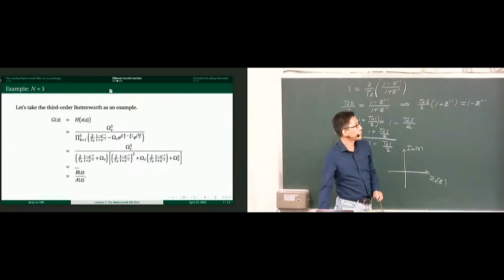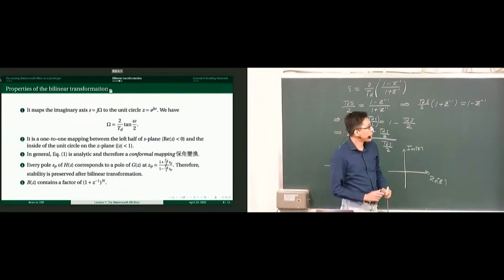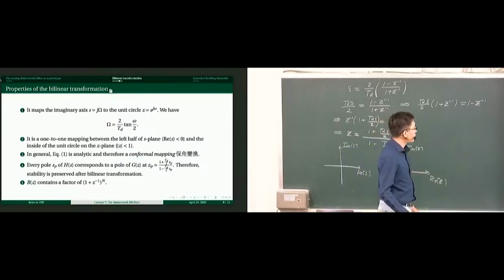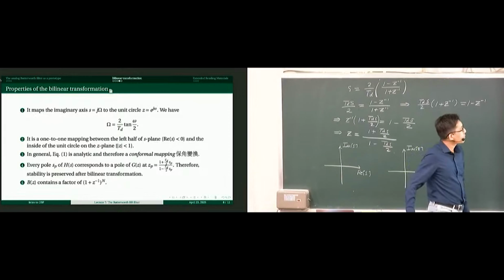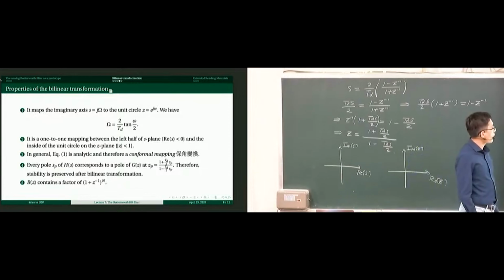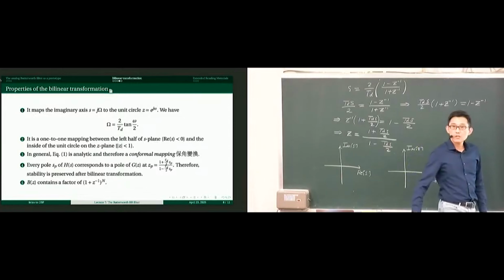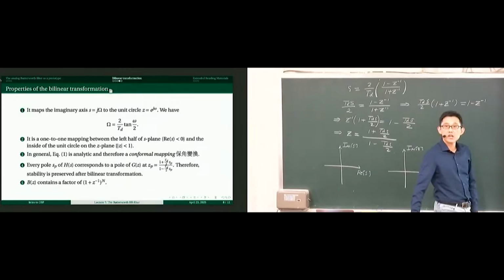Okay, so you can design a third order, but still, this is just about calculation. But next, we want to just study a few properties of a bilinear transformation so that we can be convinced that this really gives us a good design. This difference equation really has basically the same frequency response as our analog prototype. Why can we call this a design?